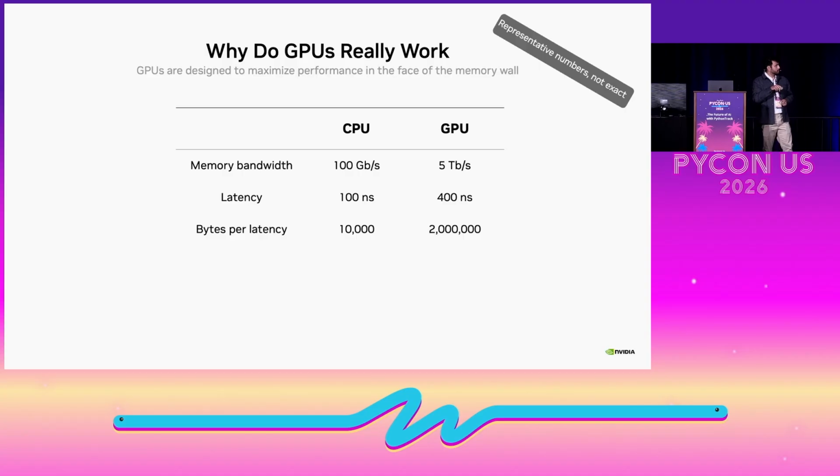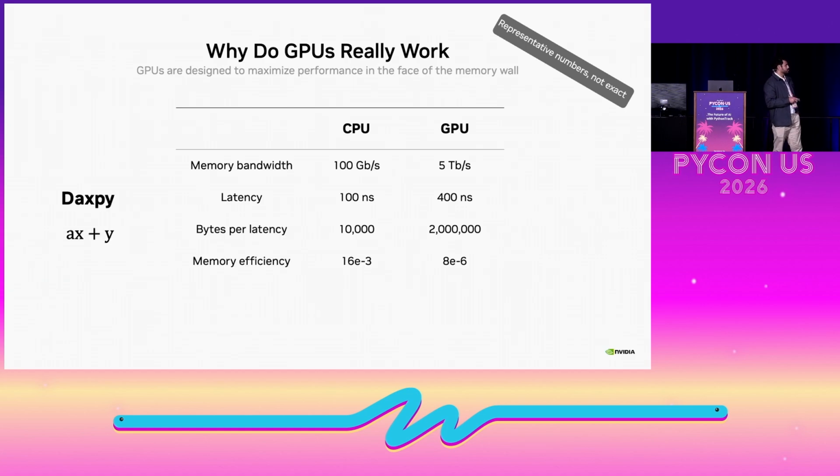So this number at the bottom, bytes per latency, is just multiplying these two together, right? In that amount of time it took to get data from point A to point B, what is the total amount of data that can actually make it there? And you see that this gap is pretty huge, right? GPUs are giving you 2 million bytes, and a CPU is giving you like 10,000 bytes. All right, you're getting all this data. What do you want to do with it?